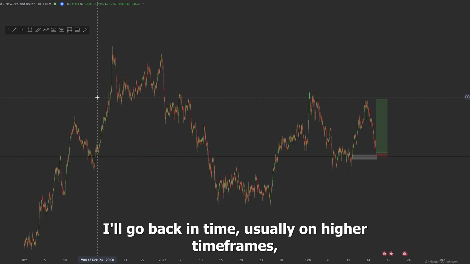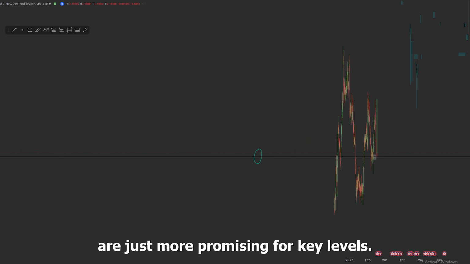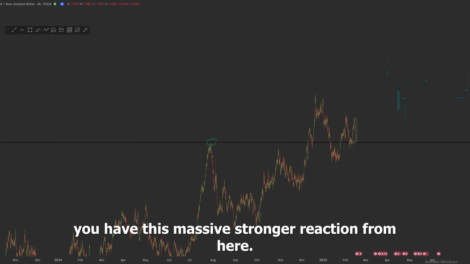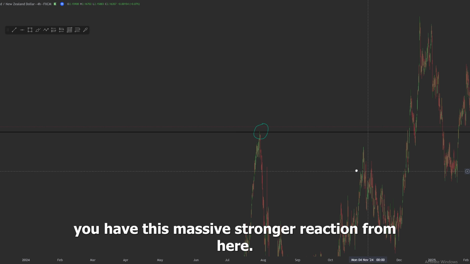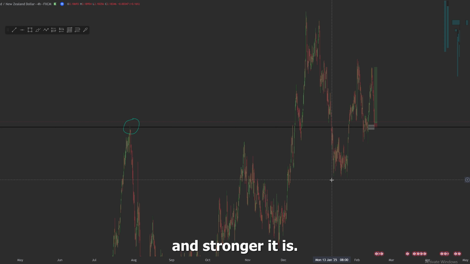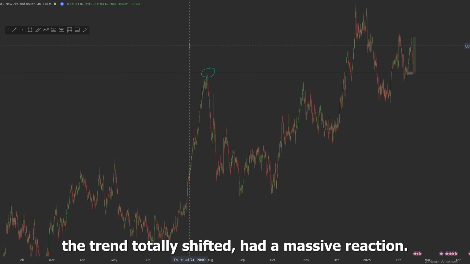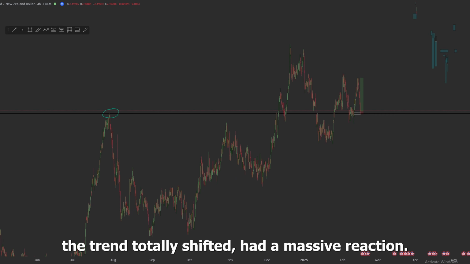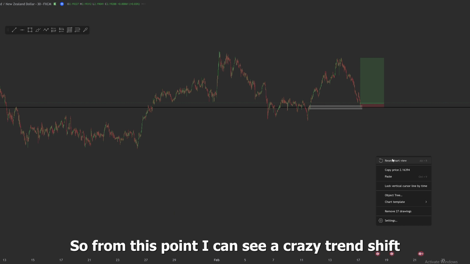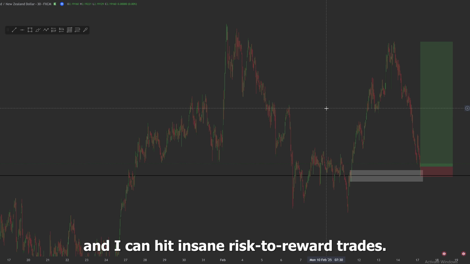I'll go back in time, usually on higher time frames, because higher time frames are just more promising for key levels. And as you can see, you have this massive strong reaction from here. Now, the more recent the key area is, the better and stronger it is. But as you can see, once price reached this point, the trend totally shifted, had a massive reaction. So from this point, I can see a crazy trend shift and I can hit insane risk to reward trades.